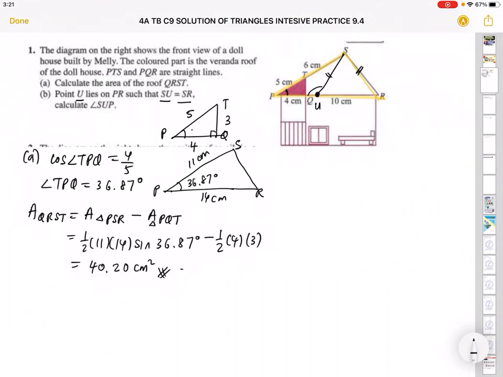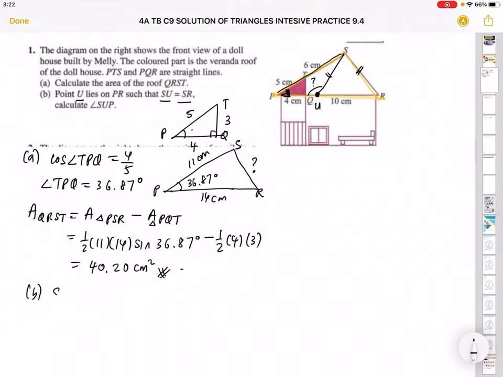Now the problem is, I don't have the length of SQ. I don't even know the length of SR. But SQ and SR are actually the same. If I can find SR, I can find SU. And once I find SU, I can find this angle by using sine rule, since I know this angle and I know the length of PS. Maybe I start off by finding SR from this triangle.